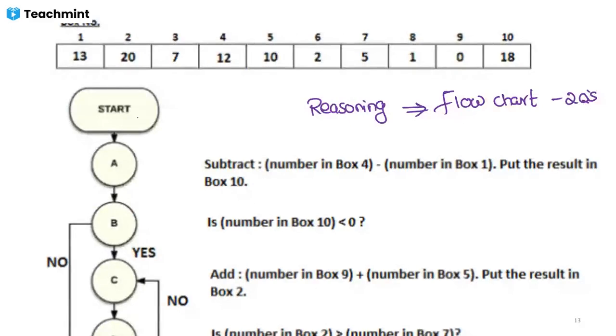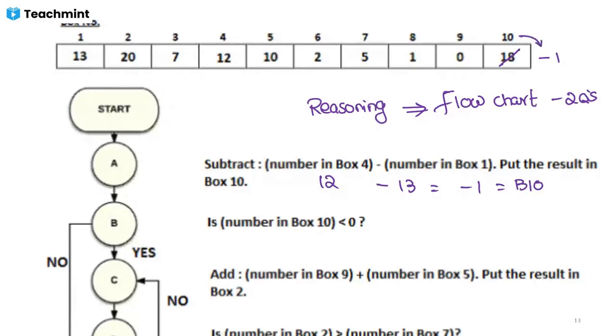You started the process. First step: number in box 4 is 12. Number in box 1 is 13. Subtracting, we got minus 1. This you have to put in box 10. So box 10 is changed to minus 1.